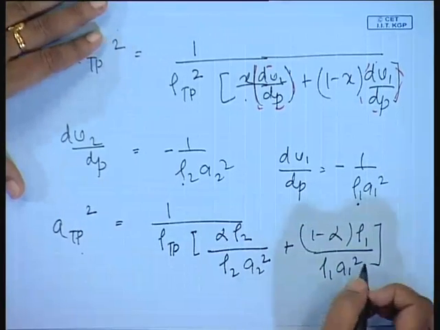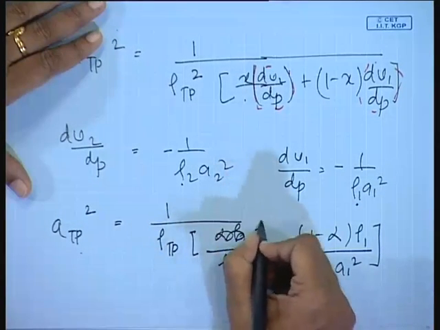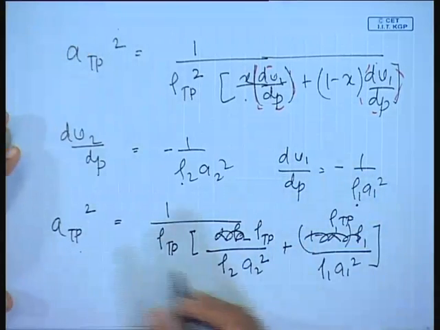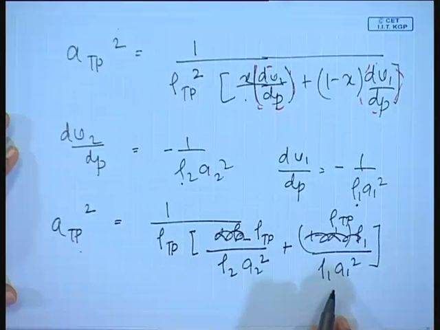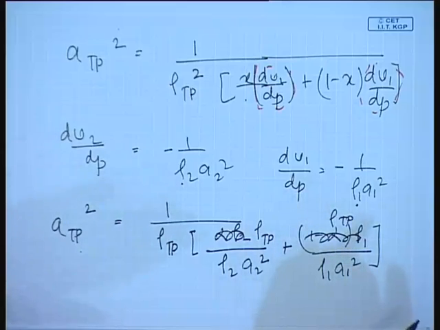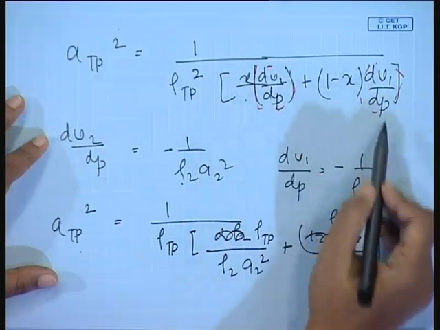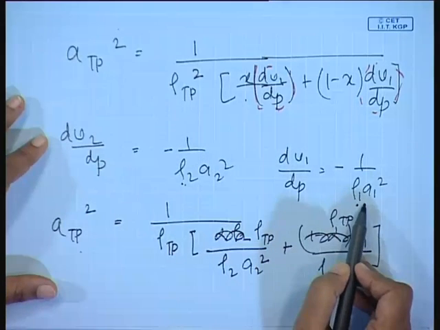What have I done? Actually, let me do one thing. This will not be easy for you. Let me simply take 1 by rho TP here. I can write it in this particular form. Yes or no, you first tell me. I have just substituted dV2/dP and dV1/dP in terms of these two parameters.